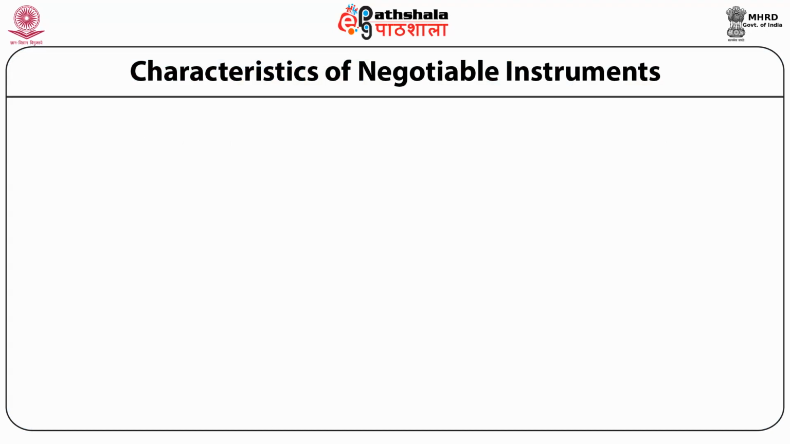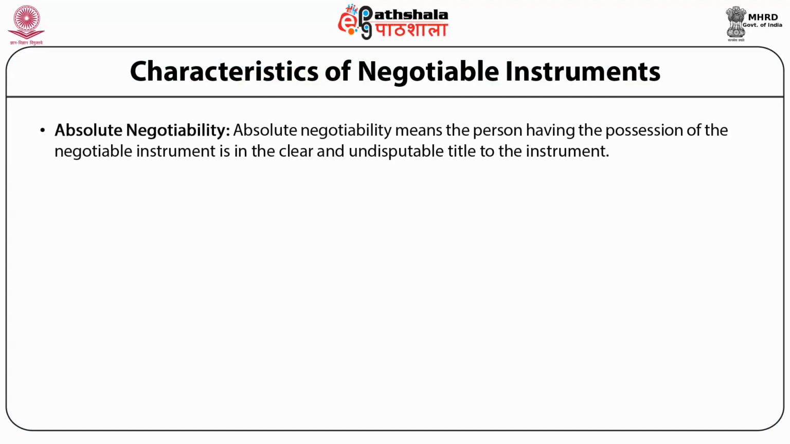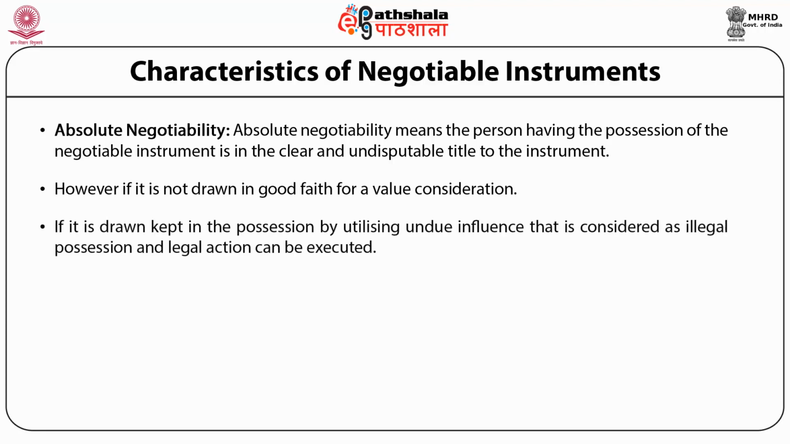The next characteristic is absolute negotiability. Absolute negotiability means the person having possession of the negotiable instrument has a clear and indisputable title to the instrument. However, if it is not drawn in good faith for a value consideration, or if it is kept in possession by utilizing undue influence, that is considered illegal possession and legal action can be taken on that.